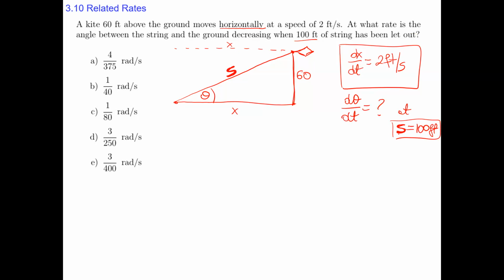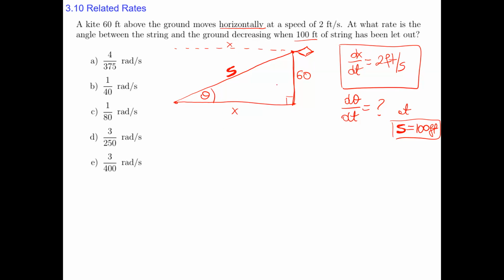Okay, that means s is a function theoretically of time and x is the distance behind the kite. We need the relation because we have information about x, and we need the rate of change of theta. We have to connect them. We will use some trigonometric ratio since we see the right triangle and the angle involved.